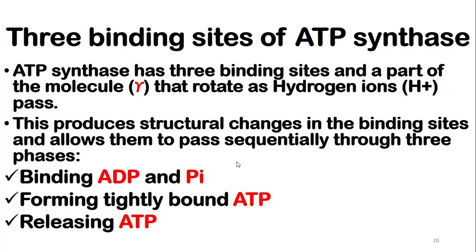Now, how is ATP synthesized? We studied that ATP synthase has 3 binding sites in a part of the molecule, gamma, that rotates as hydrogen ions or protons pass. This produces structural changes in the binding sites and allows them to pass sequentially through 3 phases. Number 1, binding of ADP and Pi, adenosine diphosphate and inorganic phosphate, forming tightly bound ATP, releasing ATP.